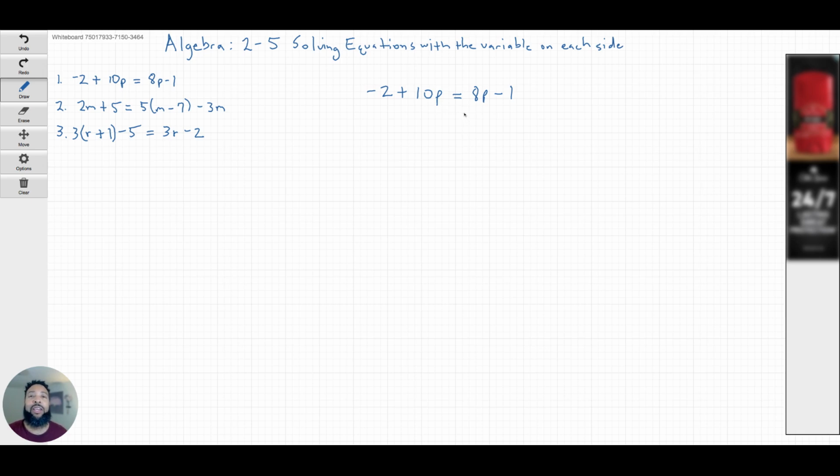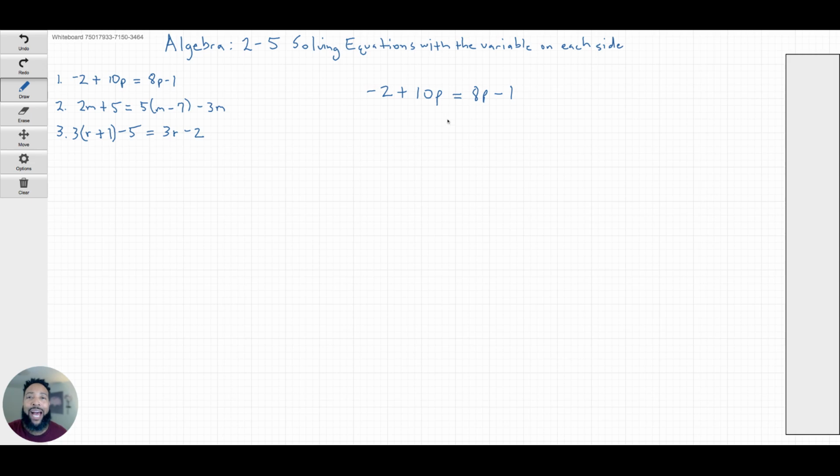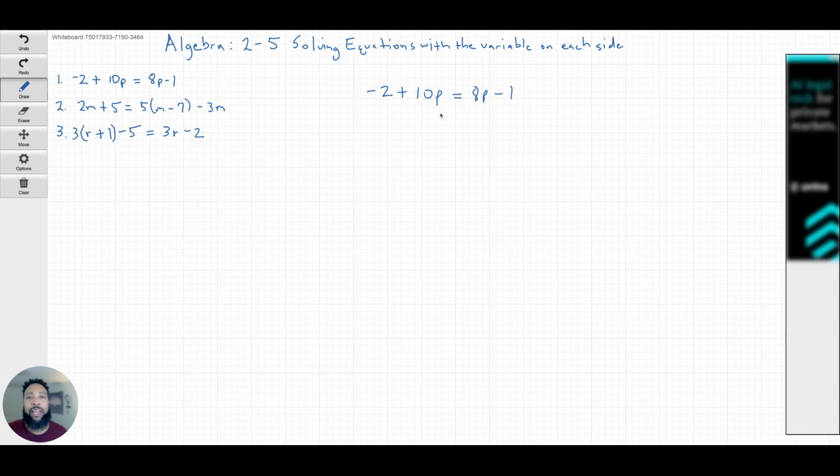So the first thing that you want to do when solving these types of equations is to combine like terms, in hopes of the variable being combined so that you just have one. In this case, we have 10p here, we have 8p here. So remember, whatever you do on one side, you have to do to the other side in order to make sure that the equation stays the same. So let's try and combine like terms in this situation.